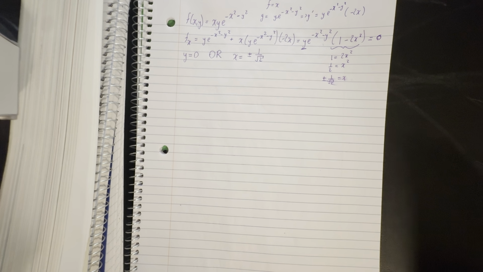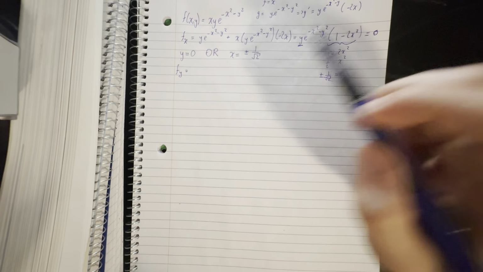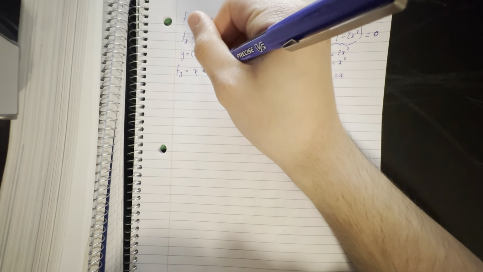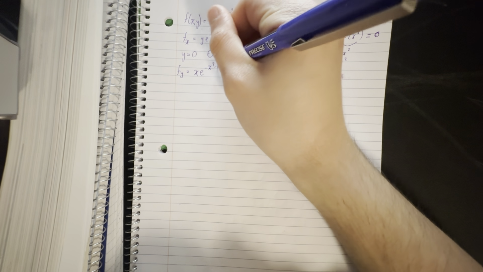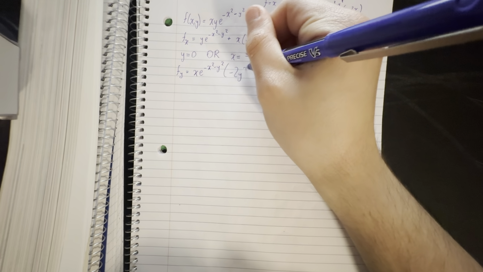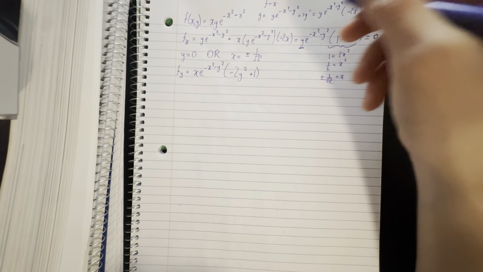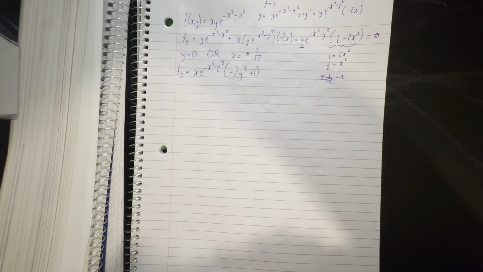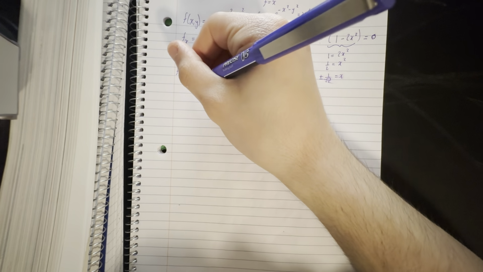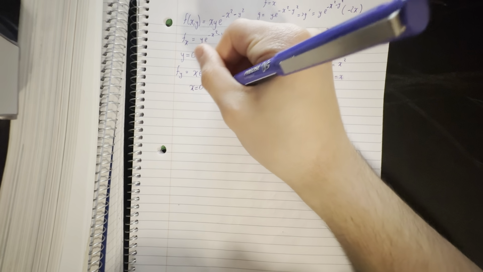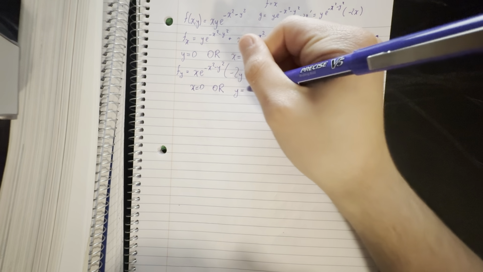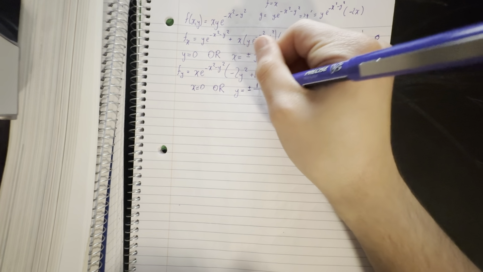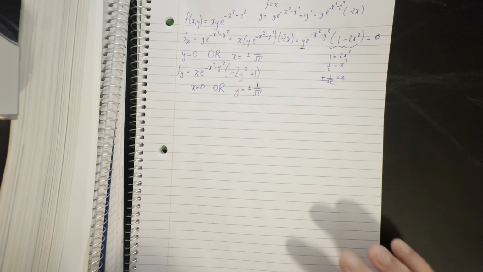Okay, so now let's do the derivative in the y direction. It's pretty symmetrical. You're just going to swap the x's and the y's. You're going to get x e to the negative x squared minus y squared times negative 2y squared plus 1. So it's basically the same thing where you get that either x is 0 or y equals plus or minus 1 over root 2. Okay?